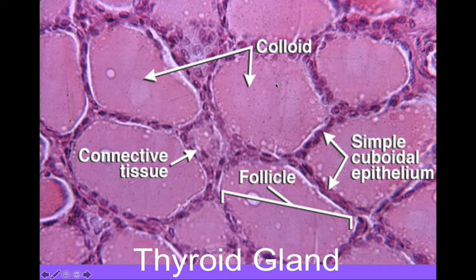Colloid is stored thyroid hormone. So these cells can easily access this colloid and release thyroid hormone whenever they need to. We will also find other cells that can be found between the follicles, and those are known as parafollicular cells. So we have the follicular cells that wrap around and make up the thyroid follicle, and the parafollicular cells that are found right next to the thyroid follicle.